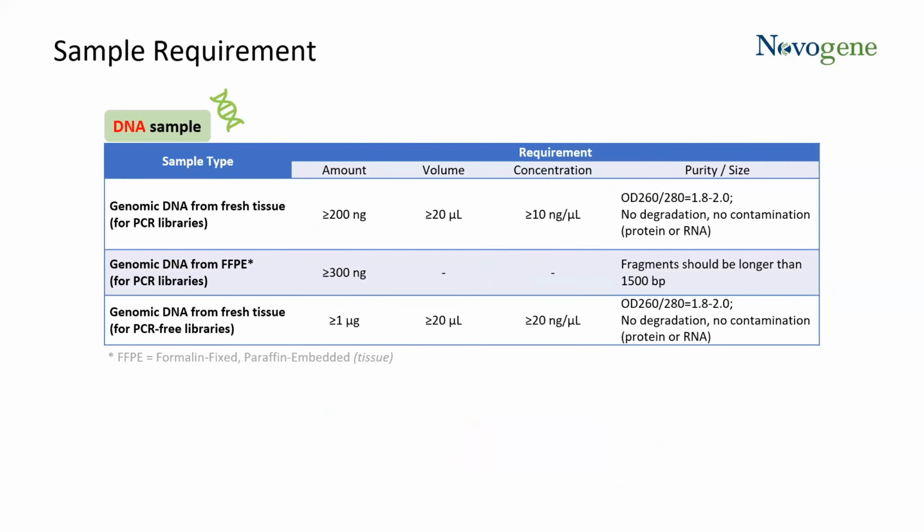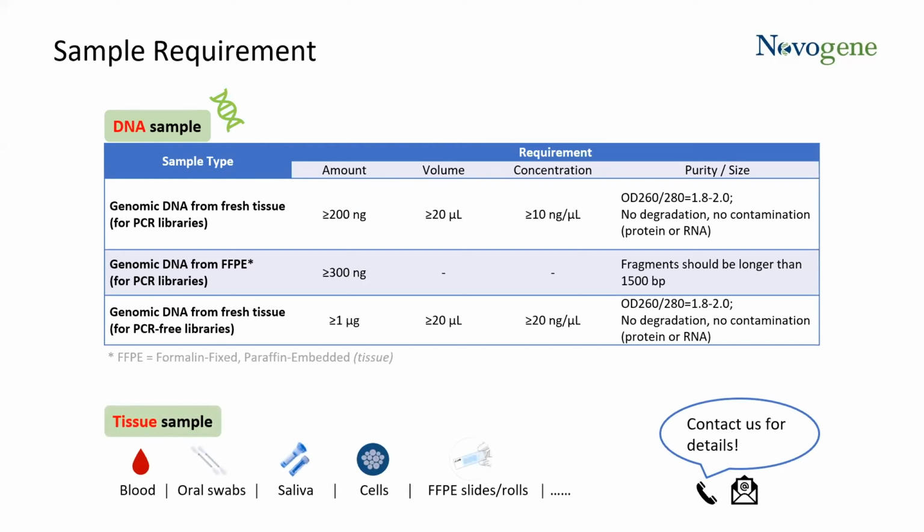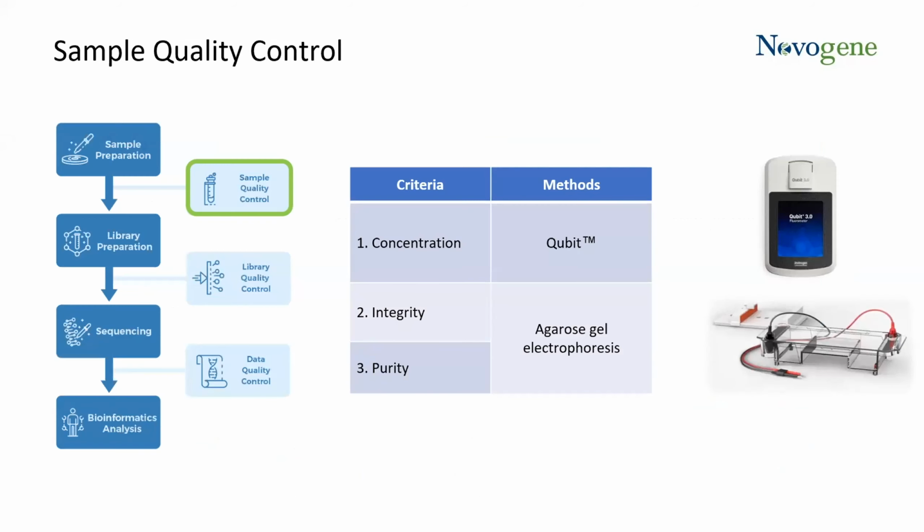We have different requirements depending on the pipeline your sample will go through. It ranges from 1 microgram of fresh tissue to 200 nanograms of extracted genomic DNA. Make sure you have a good idea of the sample requirements before you ship them to us. And remember that we are here to answer any questions that you might have at any time. Here, I'm also showing you a few examples of the most commonly sent tissue samples: blood, oral swabs, or even cell pellets.